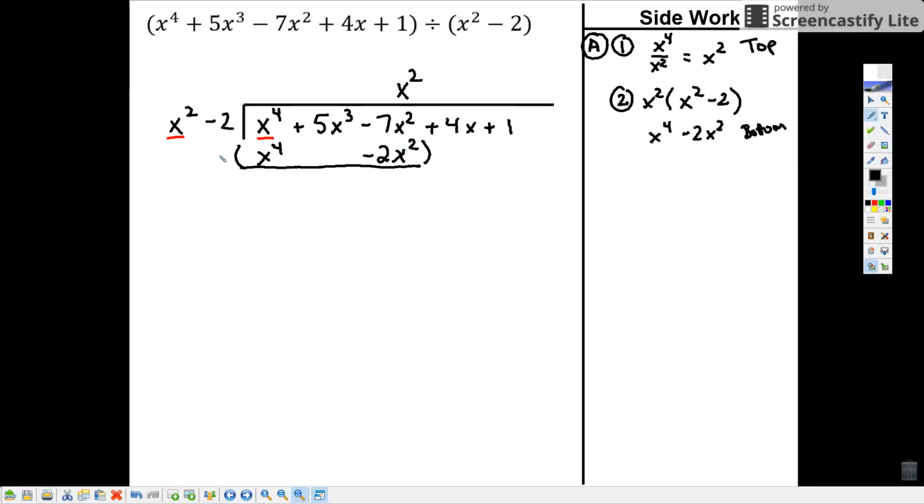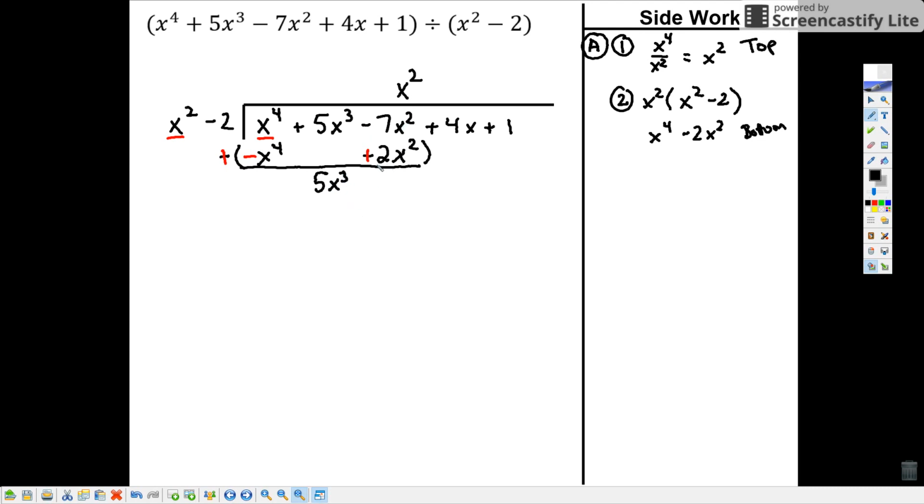Then we're going to go ahead and subtract. I like to change it to addition, so I'm going to switch the signs, so that's going to become a positive. This will become a negative. This will become a positive. And I add everything straight down. So x to the 4th plus negative x to the 4th is 0. Now 5x cubed, you're not adding anything to it, so you're essentially adding a 0. So that just comes straight down.